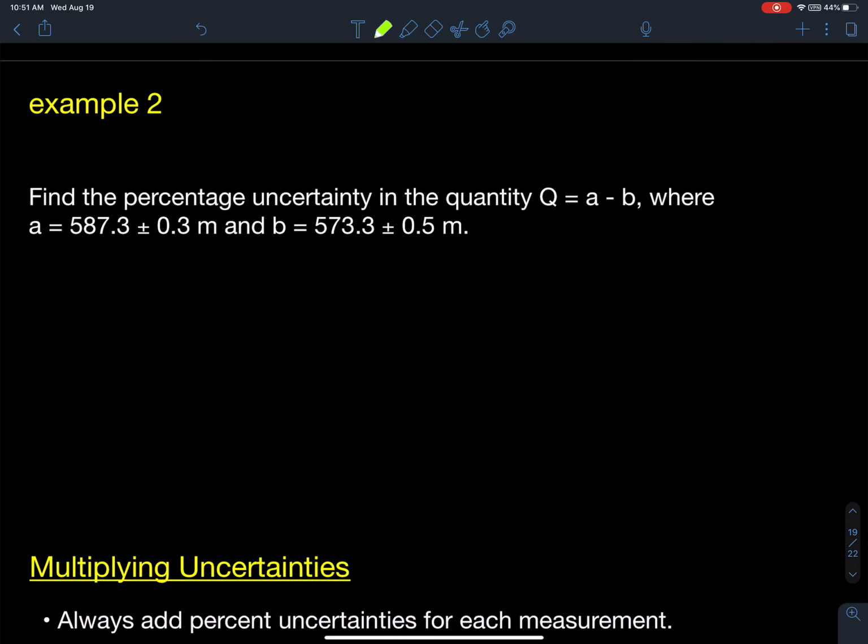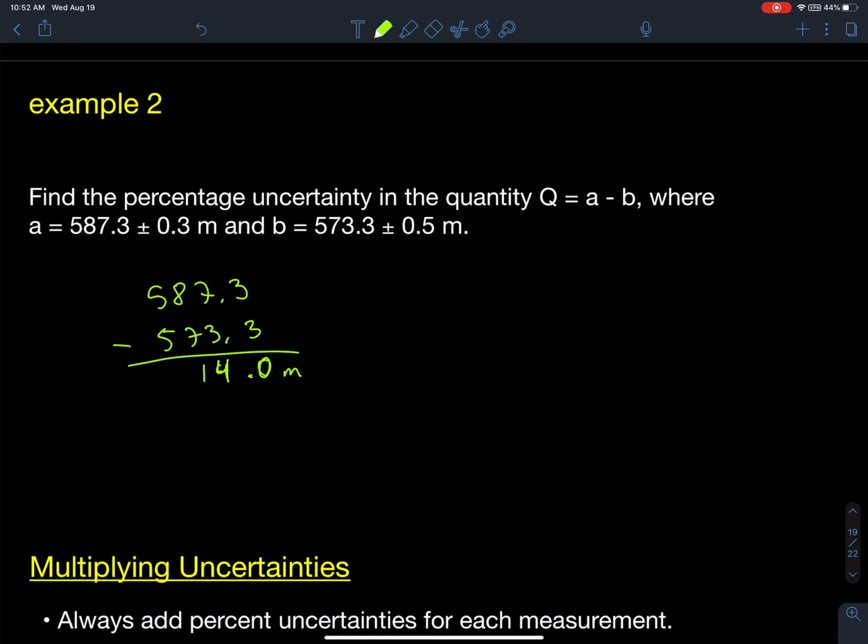Okay, so if I took 587.3 minus 573.3, that's going to give me 14.0 meters as my calculated value.